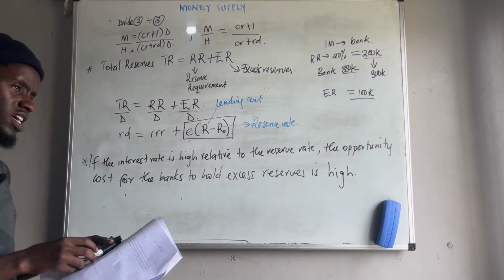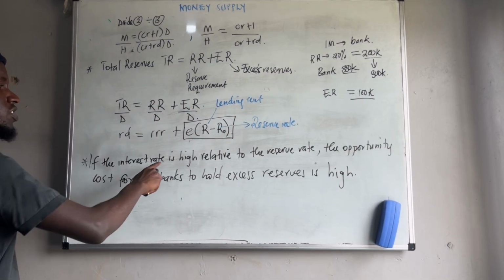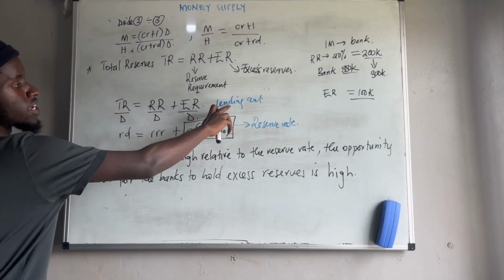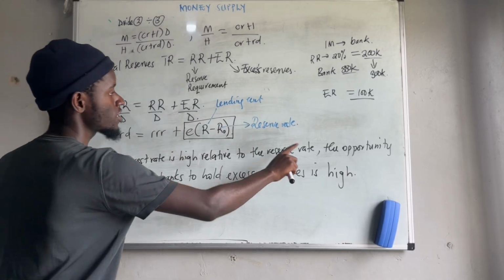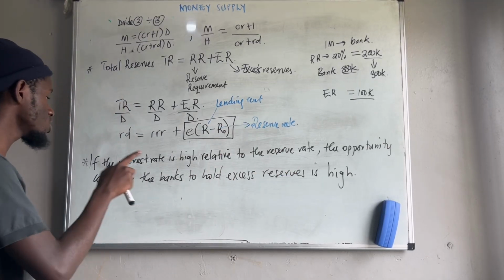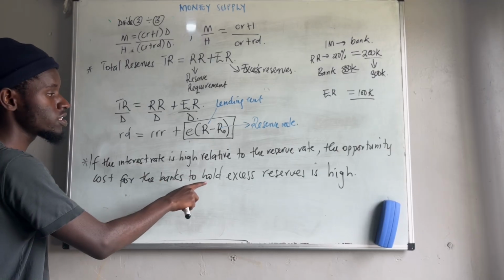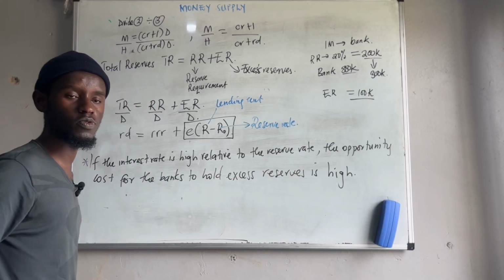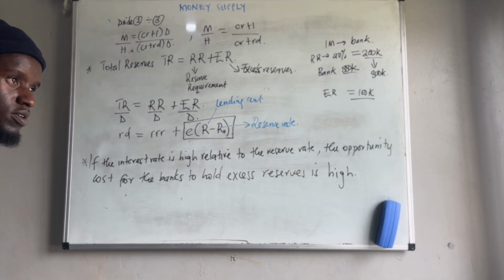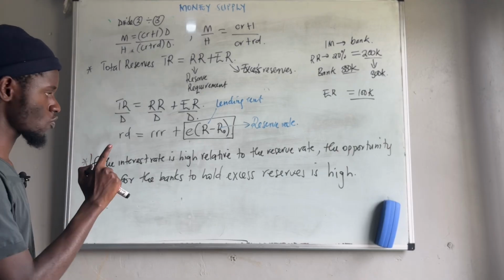What's the meaning of that statement? That's what he's saying: if the interest rate is high, if this lending rate is high relative to the reserve rate, the opportunity cost for banks to hold excess reserves is high. It means what? Let us go step by step.